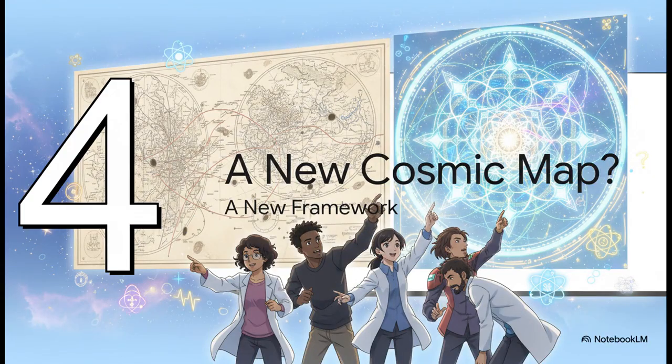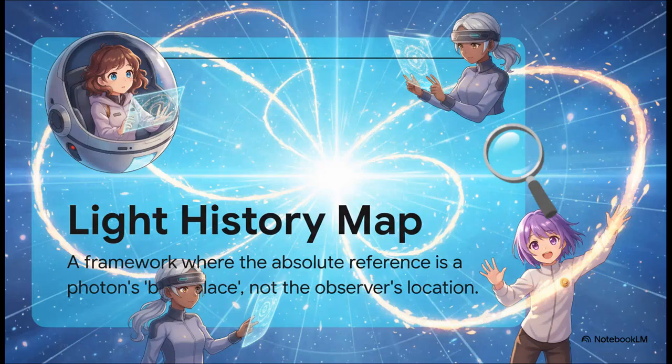Okay, so let's just imagine for a second that this new perspective is right. What does that actually mean for how we map out the universe? The source suggests it doesn't just tweak the map. It forces us to draw a whole new one. It leads to this whole new idea called a light history map. And the concept is pretty profound. The absolute reference point in the universe isn't you, the observer. It's the point in space-time where a photon was born. It's like a single shared cosmic history that we're all just looking at from different angles. It brings back a kind of absolute reference, not of space, but of history itself.